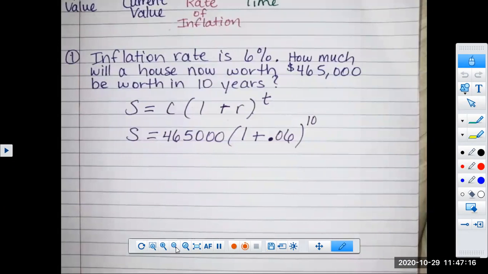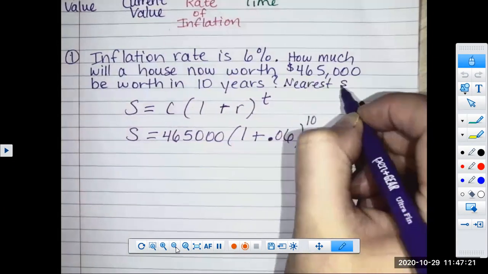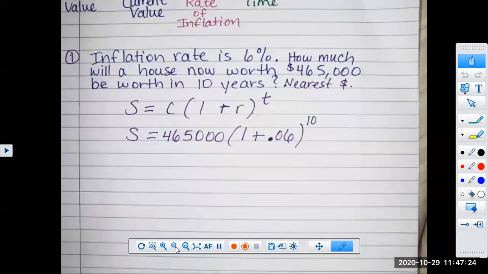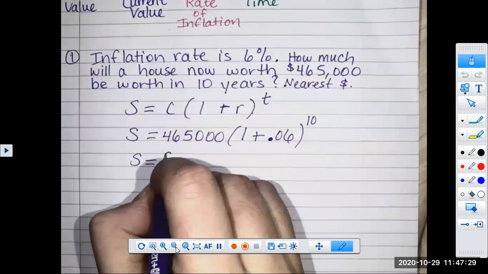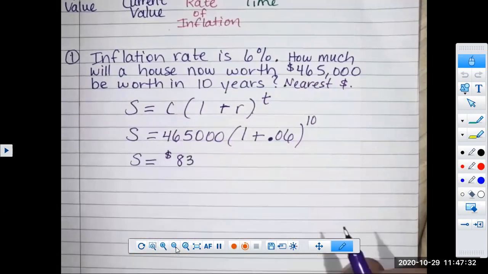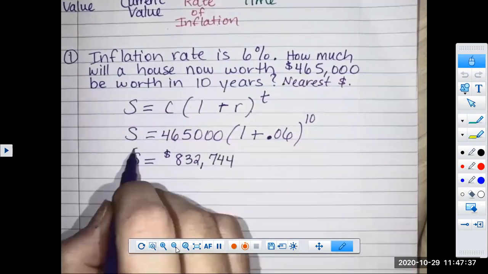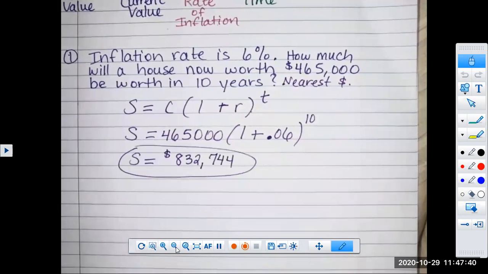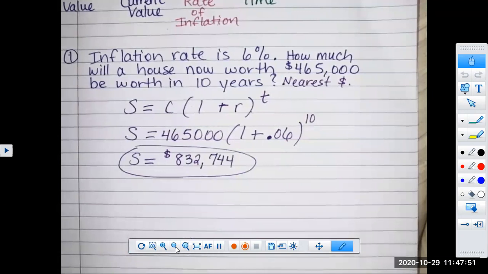Okay, it tells you also to round your answers to the nearest dollar. So when you type this in your calculator on your phone or what you have, the projected inflated value of this house is $832,744. That would be nice. I mean, if you invest in a house, you would want the value of it to increase that amount. So that's nice.